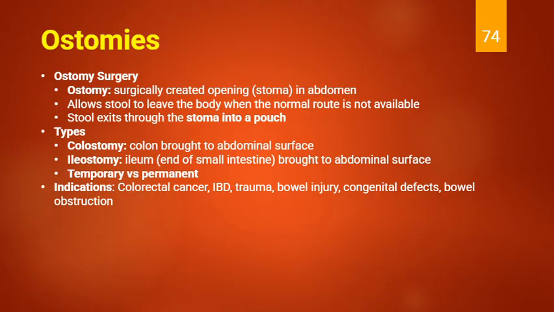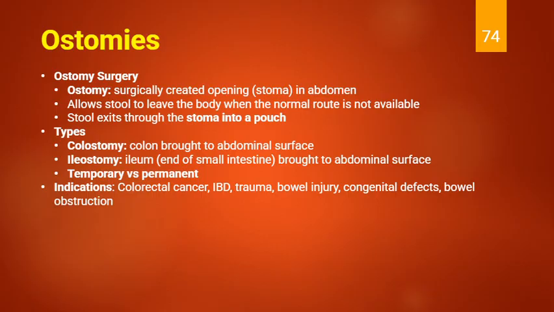In a colostomy, a portion of the colon or large intestine is brought through the abdominal wall. In an ileostomy, the ileum, which is the last part of the small intestine, is brought to the abdominal wall. The stoma allows stool to exit the body into a collection pouch attached to the skin.